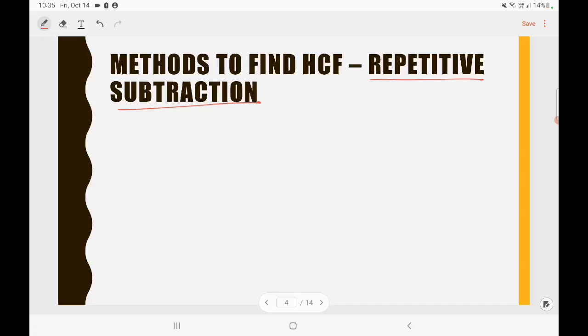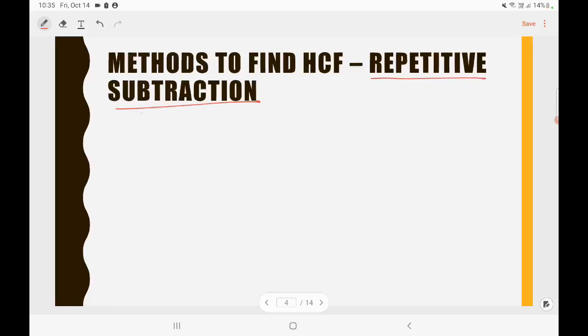Okay, so I'll be doing a question in the later part of this video to help you understand where repetitive subtraction will be easier than the prime factorization method. So now let's take an example. Let's take the same example, that is, let's say we need to find out the HCF of 48, 72 and 108. So here you need to subtract two numbers first.